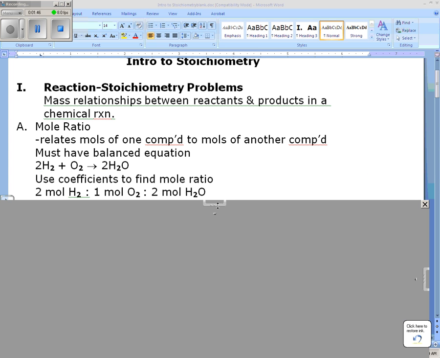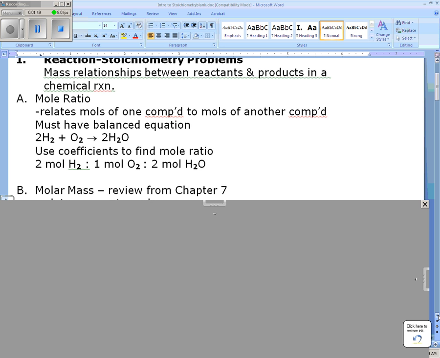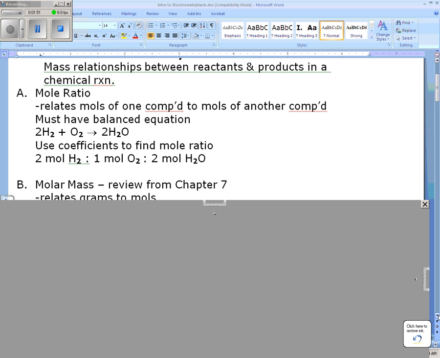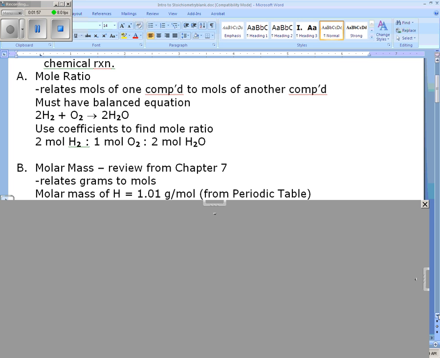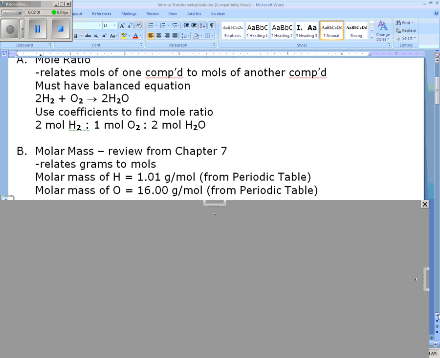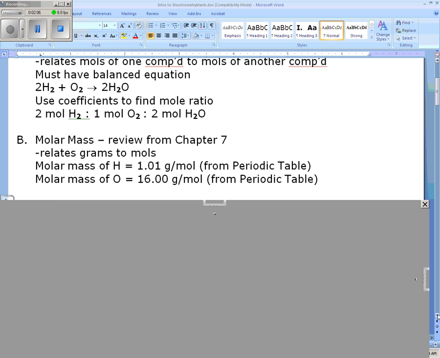Okay, the other conversion factor that we'll be working with is molar mass. Now, molar mass is how we go from grams to moles and moles to grams. Now, this should be a review. Molar mass of hydrogen is 1.01 grams per mole, and that's from the periodic table. The molar mass of oxygen is 16 grams per mole, and again, that's from the periodic table.